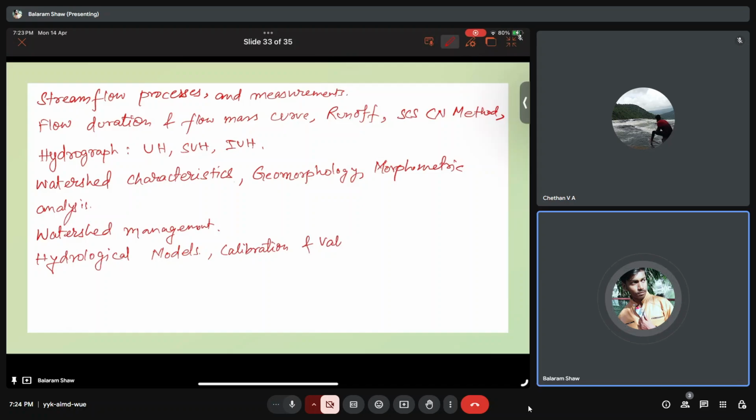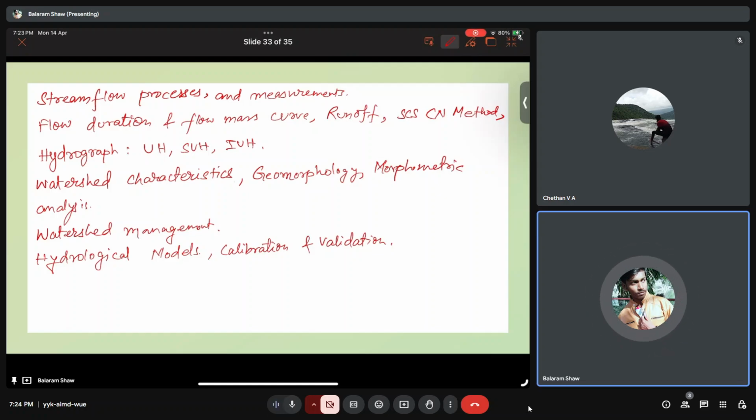Calibration and validation. Then we have talked about how we can assess and evaluate these models. Then we have talked about the sensitivity analysis of each of the parameters. We talked about the equifinality problem and so on. Right, we have talked about the machine learning methods which are recently used in hydrology.